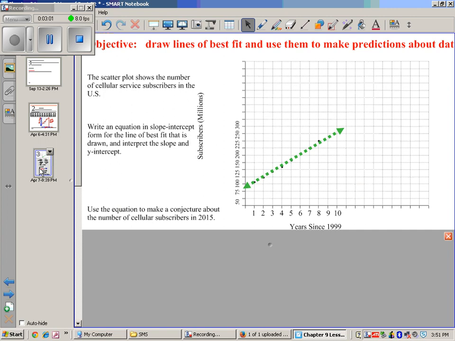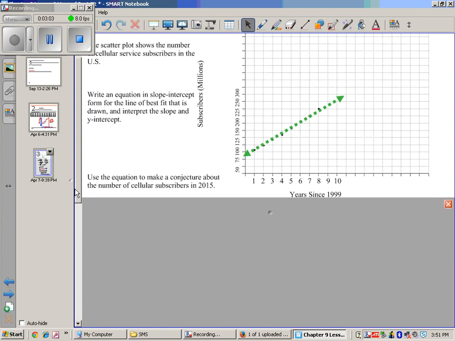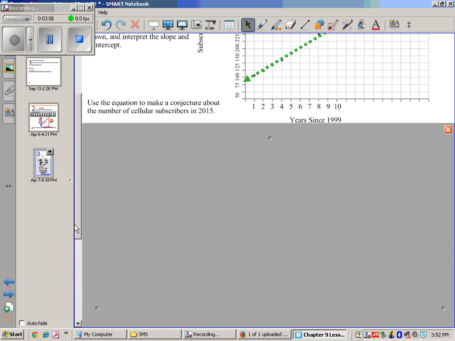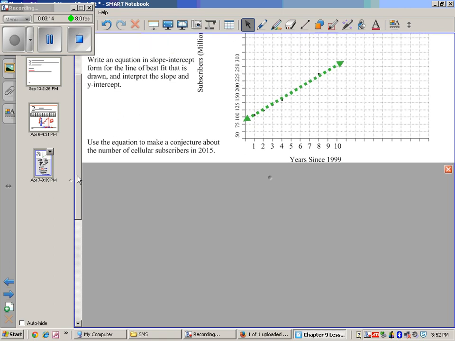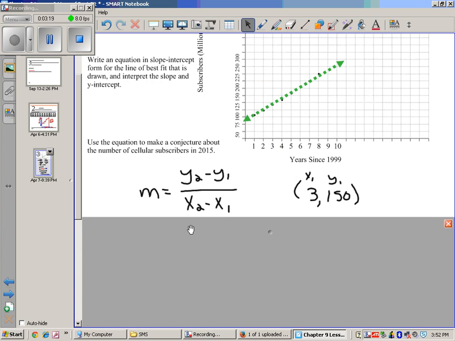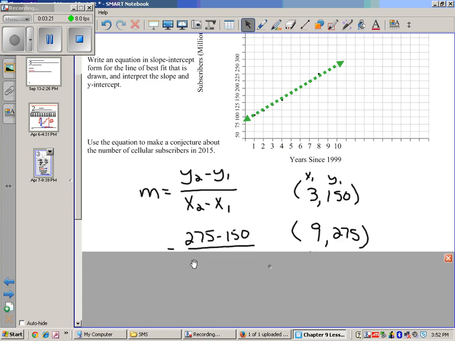Okay, so first of all, we'll have to find our slope. Remember how we do that? We use our slope formula, y2 minus y1 over x2 minus x1, and you can pick any 2 points on the line. I already did this. I picked (3, 150) and (9, 275). Once again, you always go from left to right. The first point you hit is your ones. So (3, 150) was the first mark that we caught up to, and (9, 275) right around there.